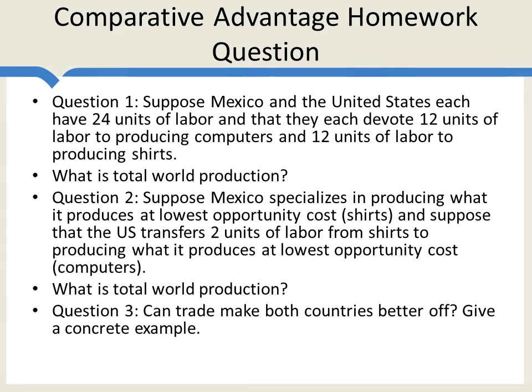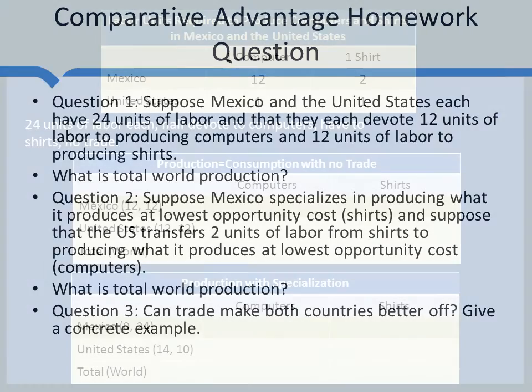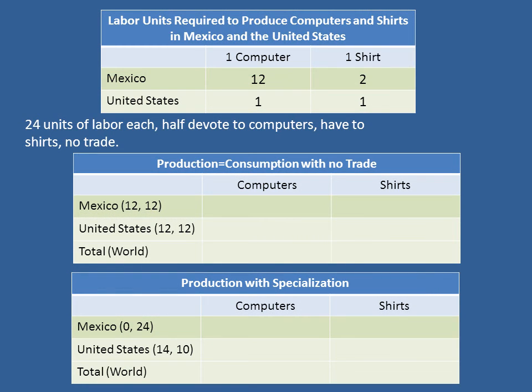So to help you along a little bit, I know that was a mouthful, let's take a look at this in terms of a diagram. I want you to fill in these tables. Our basic table from which you're going to draw the information is up here. If both countries have 24 units of labor, half devoted to computers, half to shirts, there's no trade, so production is equal to consumption in this first example. What is production going to be? So Mexico, 12 units of labor computers, 12 shirts. How many computers, how many shirts? Same for the United States. How many computers, how many shirts? What's total world production?